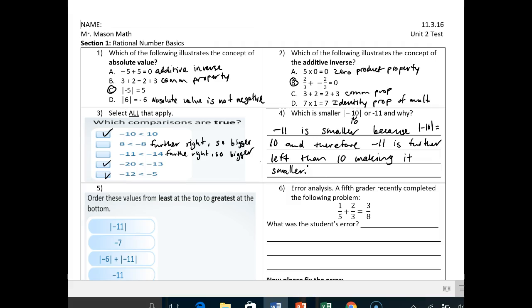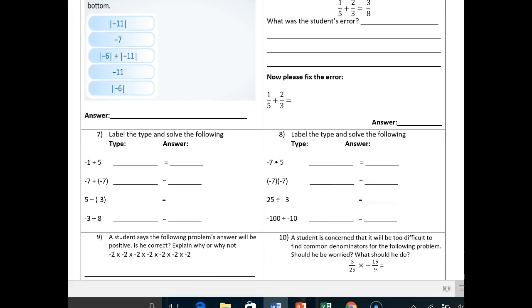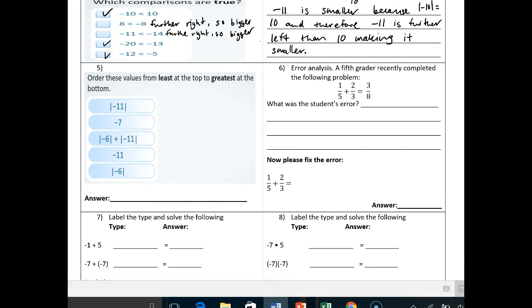All right, number 5, you had to order these from least to greatest. So the most negative up at the top, the most positive at the bottom. So it would have helped to first say what these were. So the absolute value of negative 11 is 11. That stays negative 7. This would have been 17 because you had the absolute value of 6 plus 11. This would have been negative 11, and that would have been 6. So then if you order them from least to greatest, you want to take the most negative, which happens to be negative 11, followed by negative 7, followed by the absolute value of negative 6, which is 6, the absolute value of negative 11, which is 11, and the absolute value of negative 6 plus negative 11, absolute value of negative 11, which is 17.